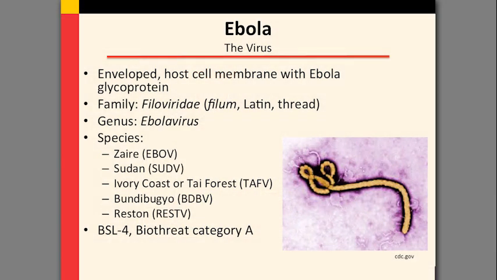So Ebola is a virus. It's an enveloped virus. It takes the host cell and makes itself a membrane out of that, and then gets the Ebola glycoprotein on the surface. It comes from the family Filoviridae, meaning thread, and it's of the genus Ebolavirus. There are five different species of Ebola virus, and within each of those species there are subspecies or different types that differ genetically. Of the five species, there's Zaire or EBOV, which is causing the current outbreak in West Africa. There's Sudan, there's Ivory Coast or Taï Forest, there's Bundibugyo, named for a region in Uganda, and there's also Reston.